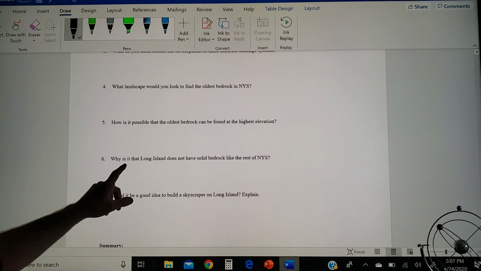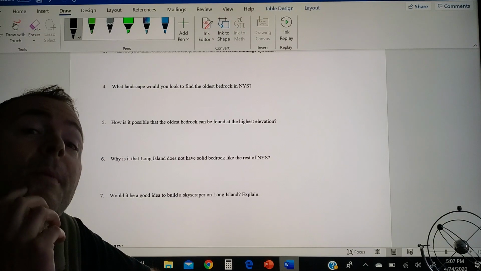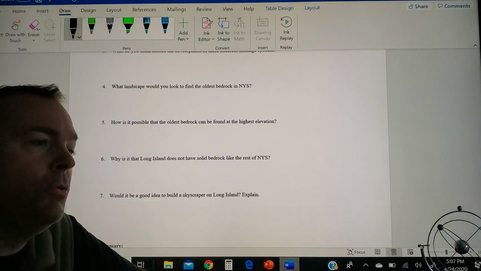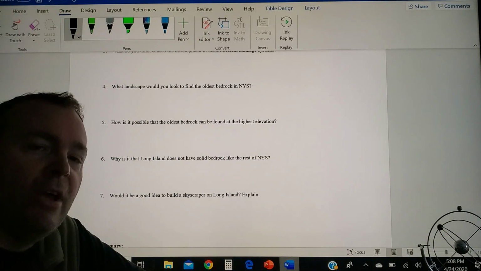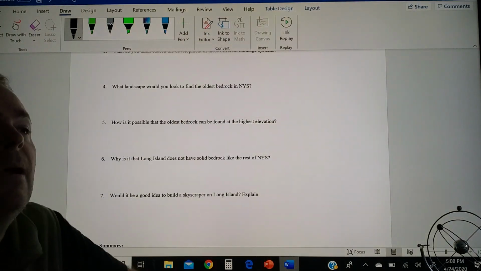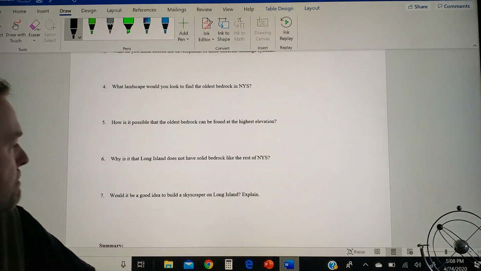All right, why is it Long Island does not have solid bedrock? Remember, we were pushed here by a glacier, right? We're a pile of sediment, so way, way, way deep down we're resting on bedrock. But for the most part, several hundred feet, we are just sediments on top of the continental shelf.